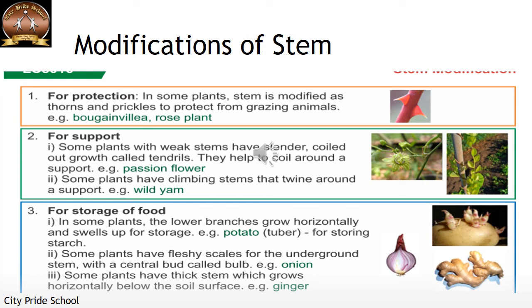Whereas in ginger, you have again a thick stem which is horizontally present below the soil, and it stores food. This again is stem modification. Clear? In a similar way, there is another one, the corm, this yam that you say. That is also a stem modification. In the same way, that also stores food.